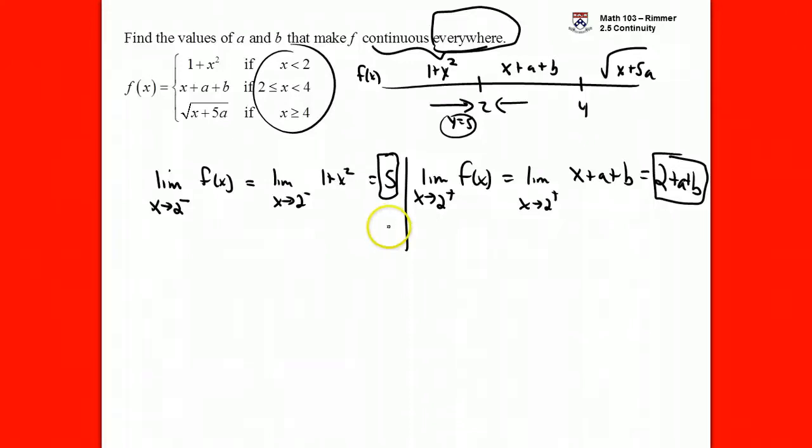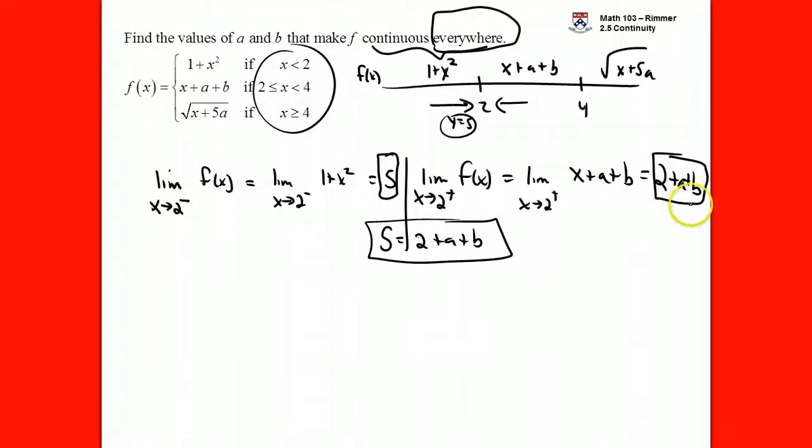5 better be 2 plus a plus b. It doesn't tell me exactly what a and b are, but it gives me a relationship between a and b. 2 equations, 2 unknowns. I need another equation, another relationship. That's going to come from what happens at x equals 4. And then together I can figure out what exactly a and b are to make this happen.